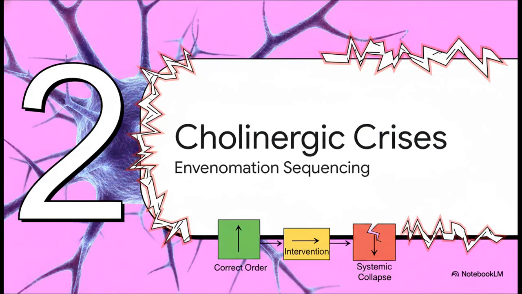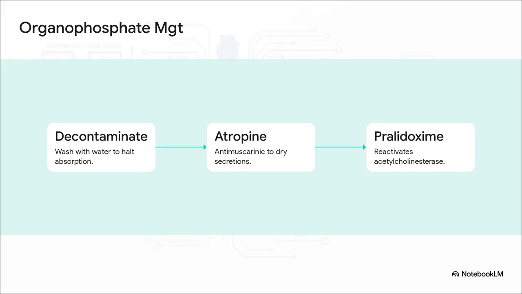Okay, moving right along to Module 2, cholinergic crises and envenomations, let's look at the pathomechanics and interventional sequencing here. Take organophosphate exposure, which causes massive systemic acetylcholine accumulation. Your patient is going to present with pinpoint pupils, muscle fasciculations, and profuse, life-threatening respiratory secretions. You know, the classic dumbbells mnemonic.